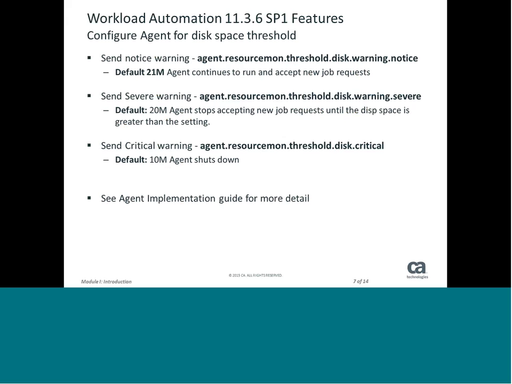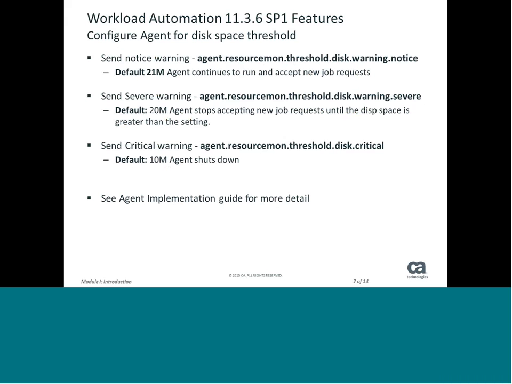Okay, so a little bit more on the disk thresholds on the agent side. The agent has actually had this capability to send SNMP traps out to the manager of your choice, and just really 3 settings here. The first one is a warning, and it'll continue to run and accept a new job request. And the default setting in there is 21 meg. And the agent.parm.text setting is the one that's in bold there, the agent.resource.mon threshold disk warning and .notice.